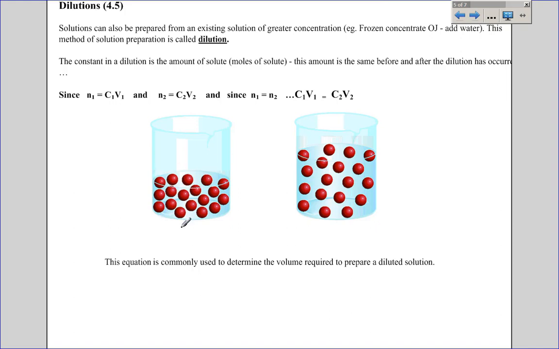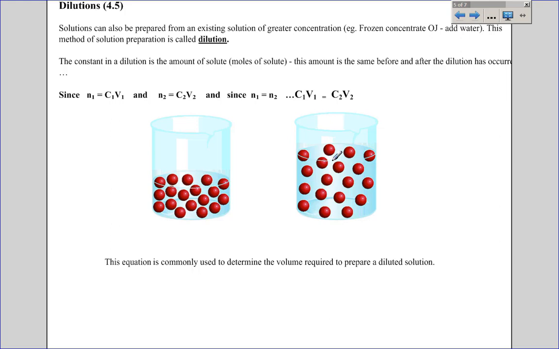We've got this solution here that's got a certain number of moles in a certain volume. And what we've done to prepare this second solution is we've increased the volume of the solution by adding water. If you count, you'll see that the actual number of solute particles in both solutions are exactly the same. But when you think about the concentration formula, C is equal to n over V, if we increase the volume, that's going to decrease the solution's concentration when we keep the number of solute particles the same.